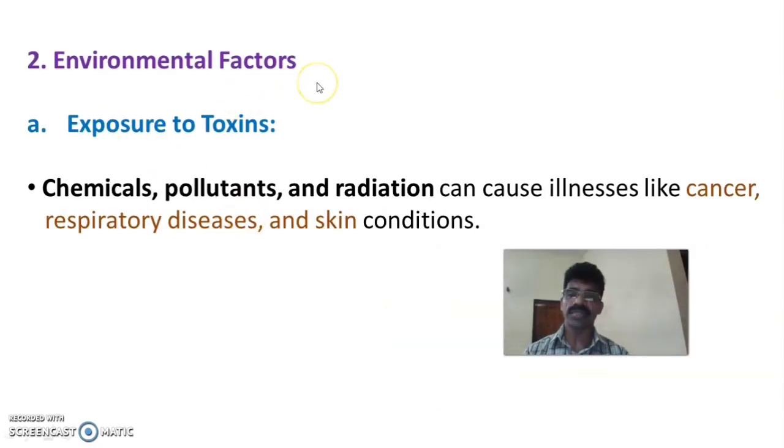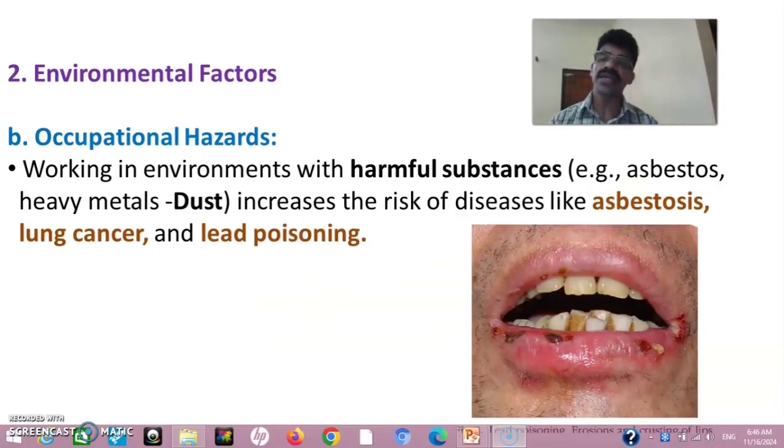Next is environmental factors. In that, the first one is exposure to various toxins from the environment. Chemicals, pollutants and radiation can cause illness like cancer, respiratory diseases and skin allergies or skin conditions. So exposure to chemicals in the work setting or from the environment, air pollutants, and radiation from various rays can cause these illnesses.